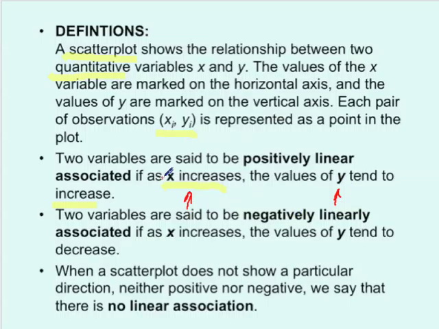Let's contrast that to a negative linear association. In a negative linear association, x increases and y decreases. So as the values of x go up, the values of y would end up going down. Now, if you don't see any particular trend in a direction, then we would say they're neither positive nor negative, and that there is no linear association.